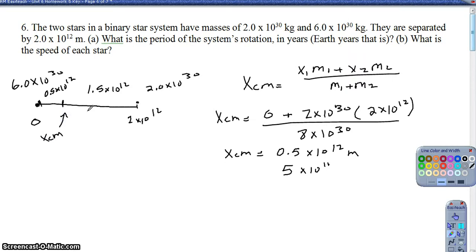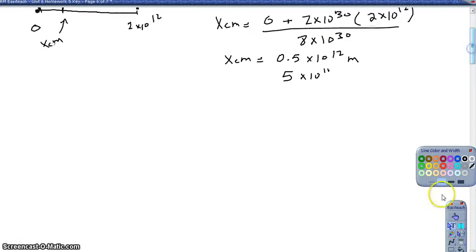So why is that important? Why does that matter? Why do we need to do that for this particular question? Well, the reason is that as I look at this system, there's not actually an object at the center of mass.